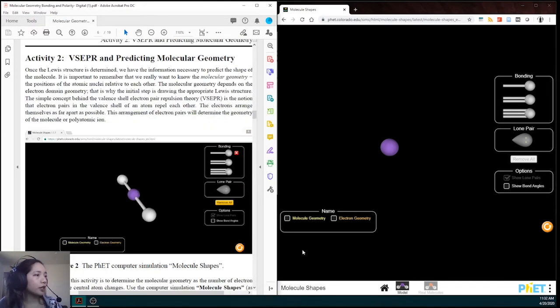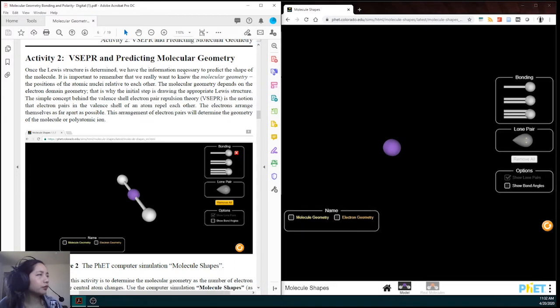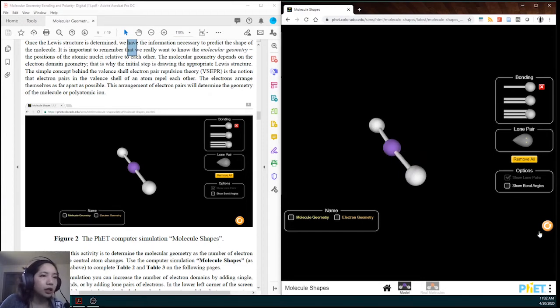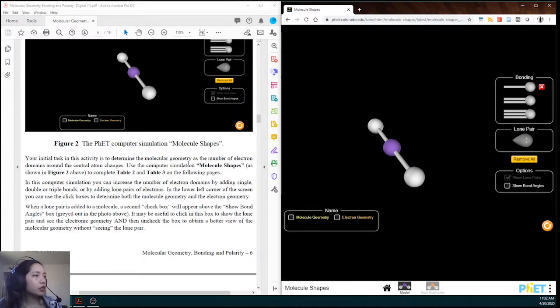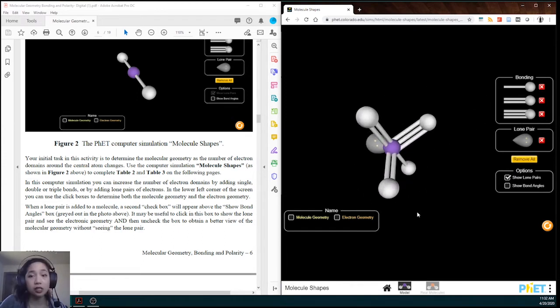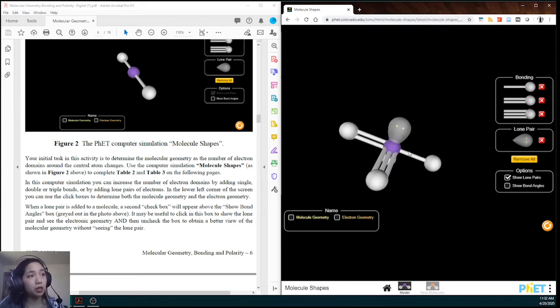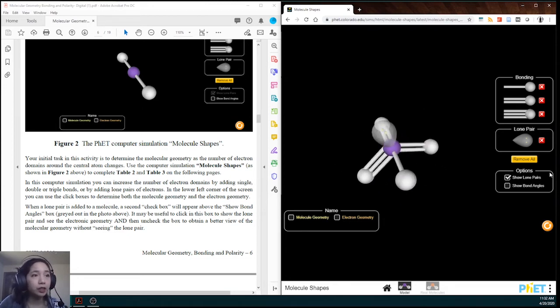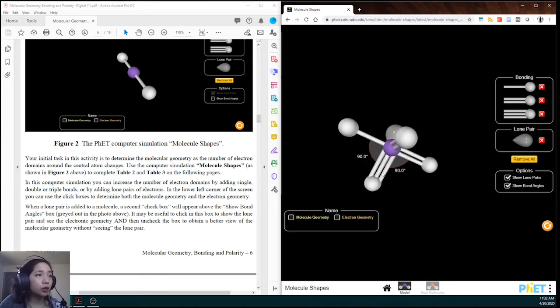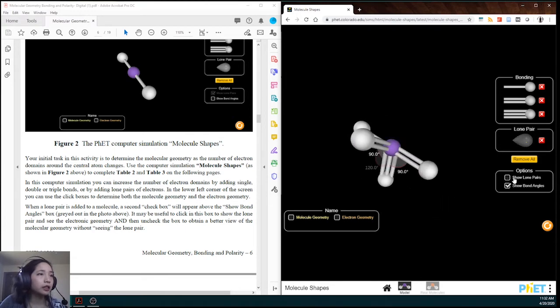All right, so this is activity 2, VSEPR and predicting molecular geometry. So I have this simulation up. So this simulation is pretty cool. You can add bonds and stuff, right? Or lone pairs. We can just add a bunch of stuff, and it will simulate what a molecule with a triple bond, a double bond, a lone pair, and a single bond would look like, right? So we can either have the lone pair there or take it away. We can show bond angles, which is pretty cool. And then it'll also name it for us.